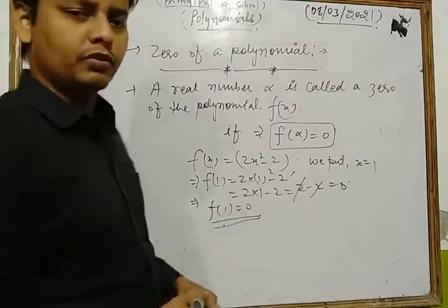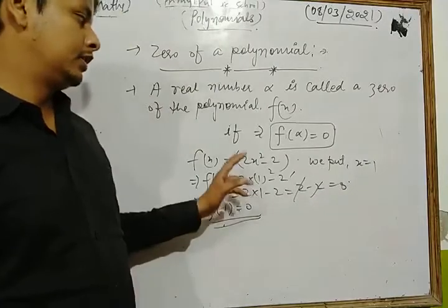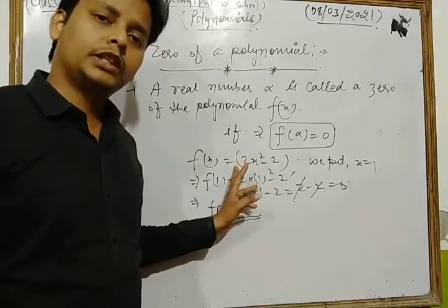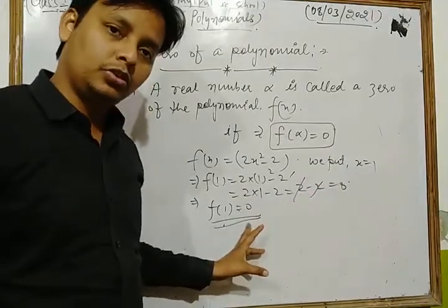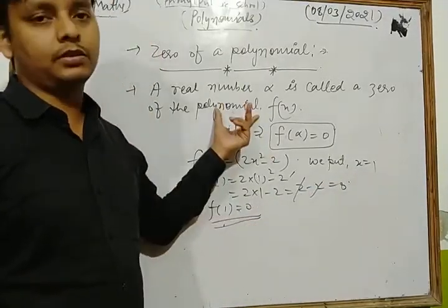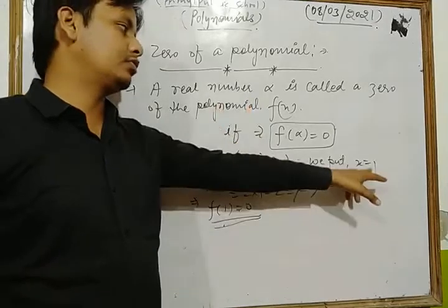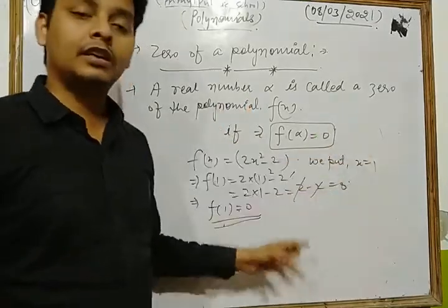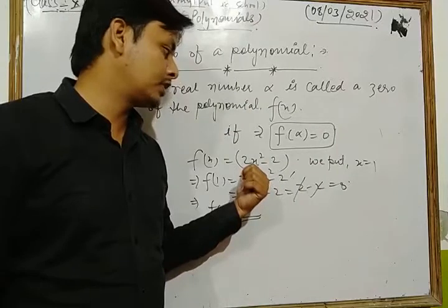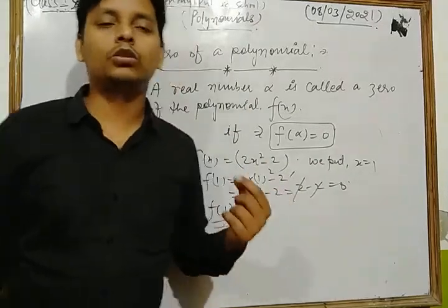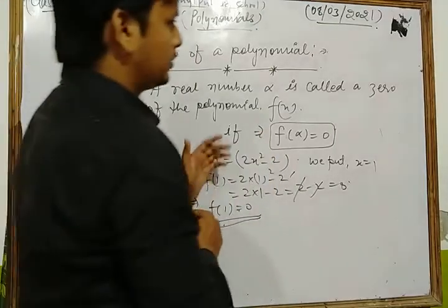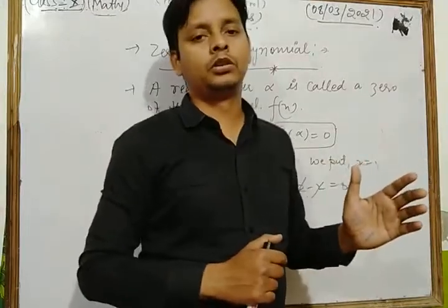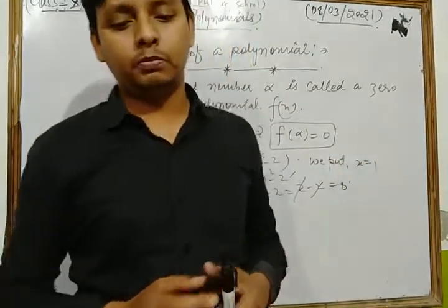Thus in this way, dear student, we can say that the value of the given polynomial at x is equal to 1 is 0. So by this concept, we can say that x is equal to 1 means 1 is a zero of the given polynomial 2x square minus 2. Okay, so this is the concept of zero of a polynomial. Dear students, this is one of the most important concepts related to zero of the polynomial.